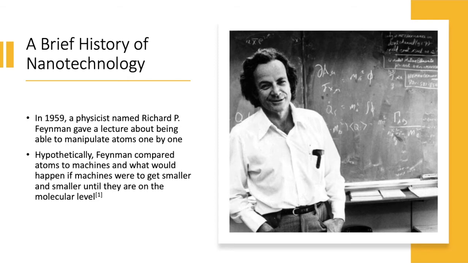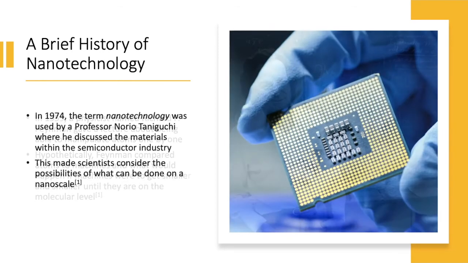At the time, he was just talking hypothetically about them as something in the future. As we'll see, some scientists ran with this idea and became more interested in this type of technology that could be developed. Back in 1974, the term nanotechnology was first used by Professor Norio Taniguchi, where he discussed the materials within the semiconductor industry. This made scientists consider the possibilities of what can be done on a nanoscale.